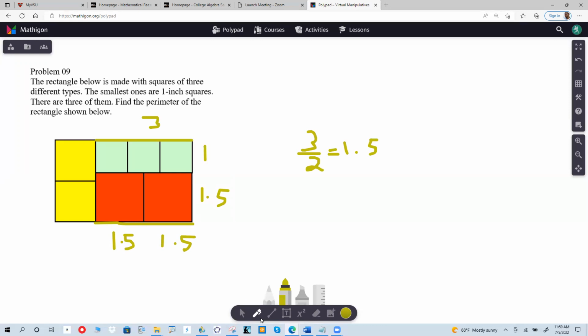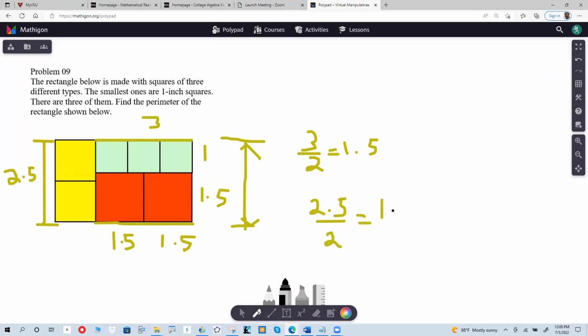Now, this side is 2.5. 1 plus 1.5 is 2.5. So what should this side be? Because this whole thing is a rectangle. And just like before, two edges of the yellow squares make 2.5 together. Divide 2.5 by 2. Sorry. And you're going to get 1.25.